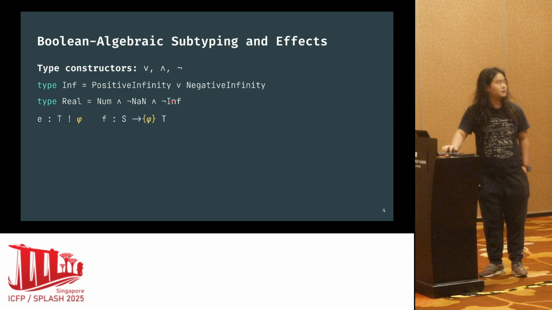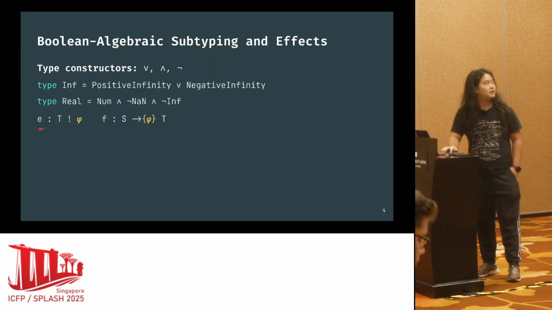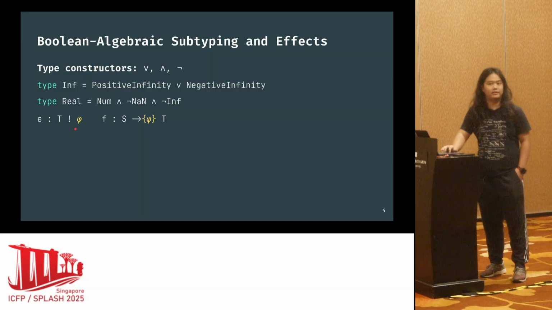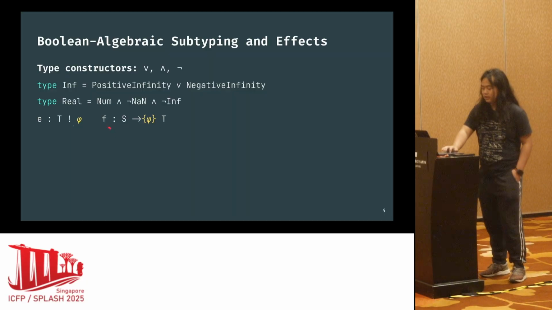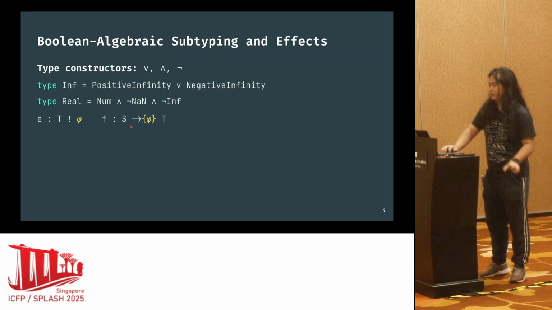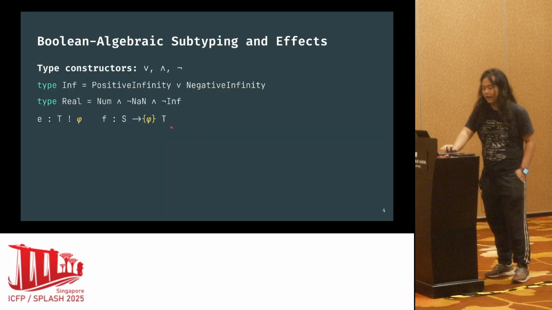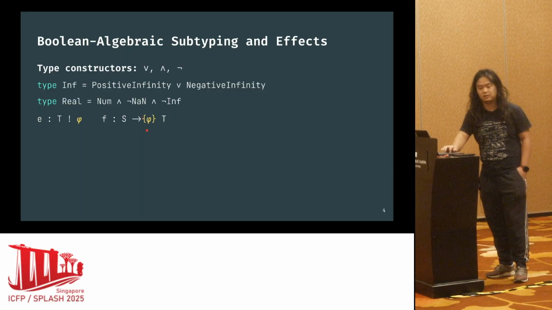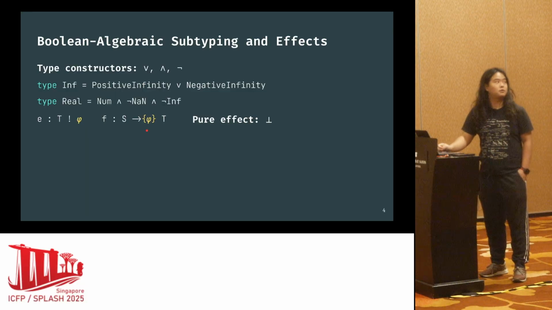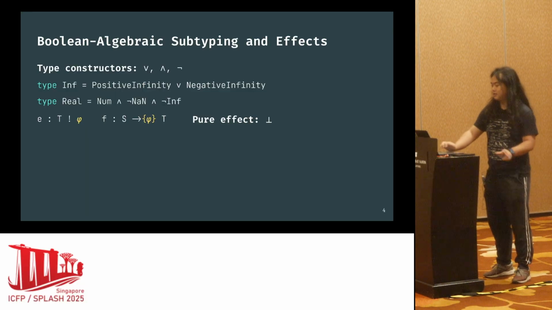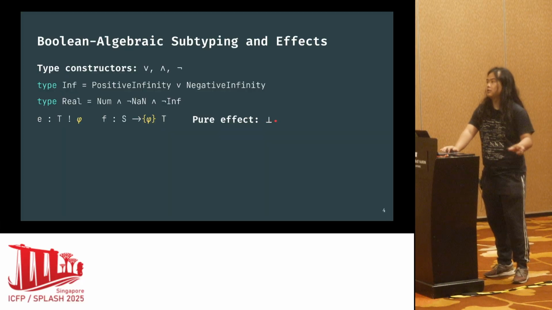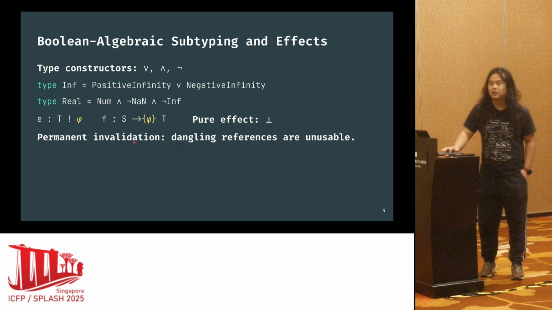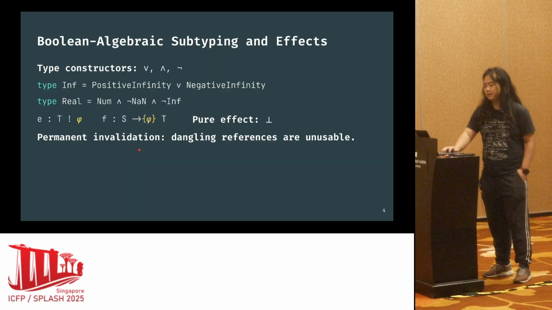And we use the effect system. So we use this notation to say that a term E has type T, and it will raise an effect phi. And for a function, we say that this f consumes a type S and produces a T. And during the execution, the function body will raise an effect phi. So we put the effect inside this bracket. And if a term is pure, or say it has no effects, then the effect type will be bottom, the subtype of all types. And like other effect and region systems, we can guarantee the permanent invalidation safety.